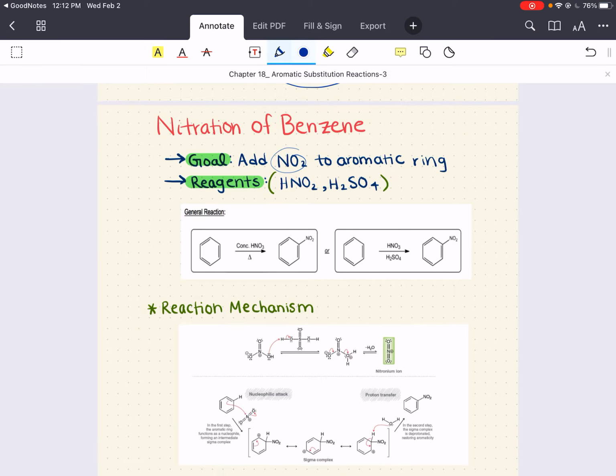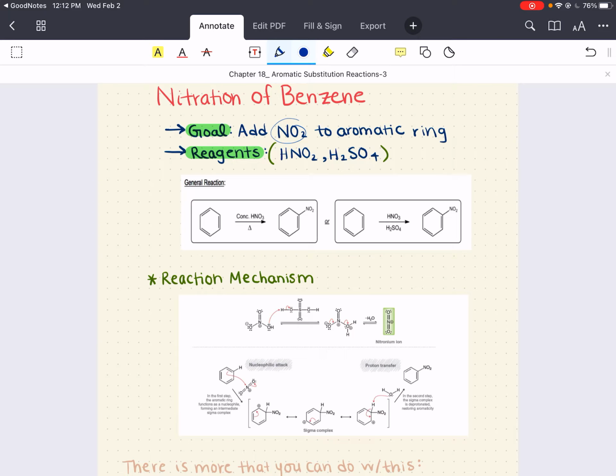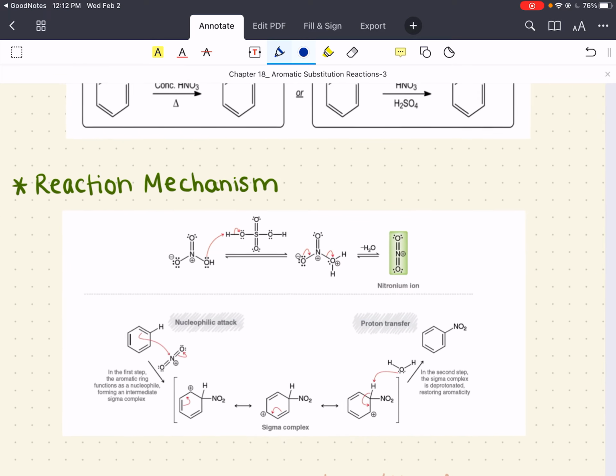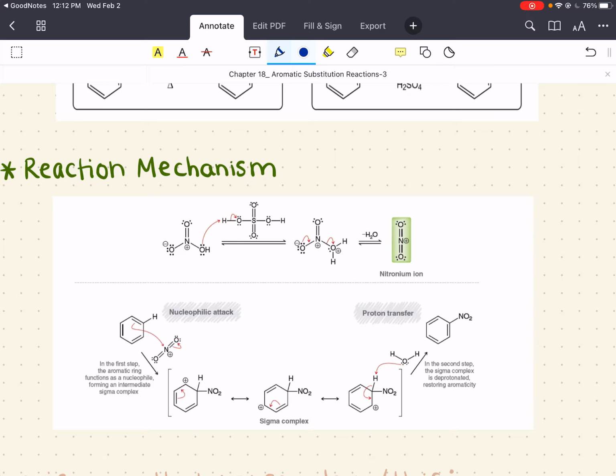To restate, this reaction proceeds via an electrophilic aromatic substitution in which a nitronium ion is believed to be the electrophile. This strong electrophile is formed from the acid-base reaction that takes place between nitric acid and sulfuric acid, as you see here. Nitric acid functions as a base to accept a proton from sulfuric acid, followed by the loss of water to produce this nitronium ion.